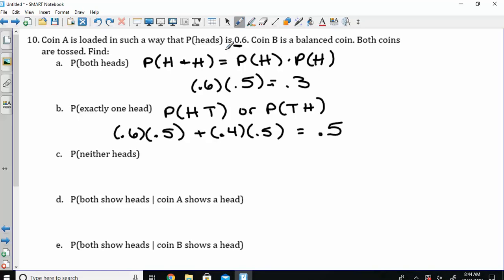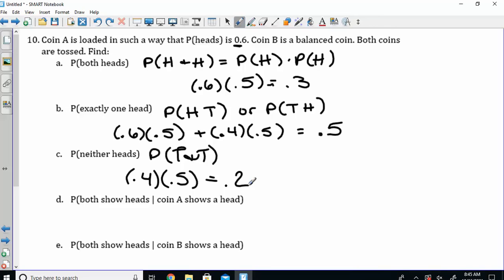How did you get the 0.4 then? There's a 60% chance it's heads, so tails would be the complement, 1 minus that. Alright, if neither one is heads, what does that mean? They're both tails. Okay, what's the probability of tails on the first? 0.4. What's the probability of tails on the second? 0.5. So you multiply those and you get 0.2.